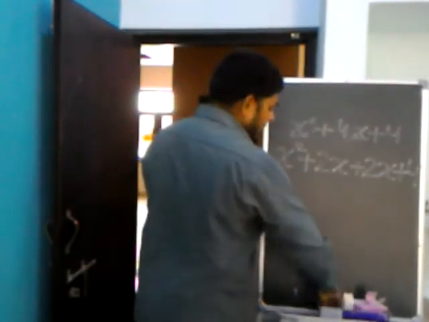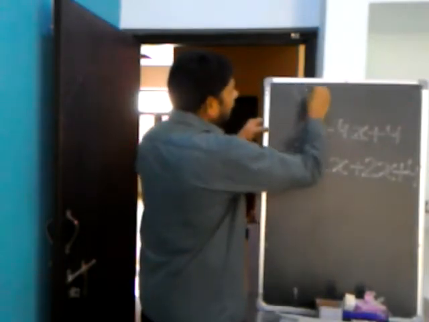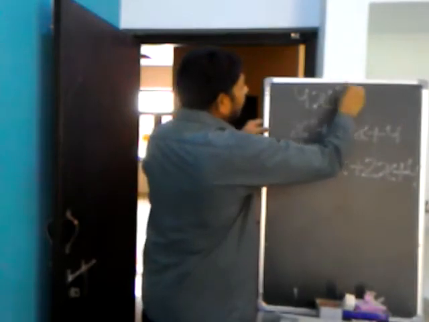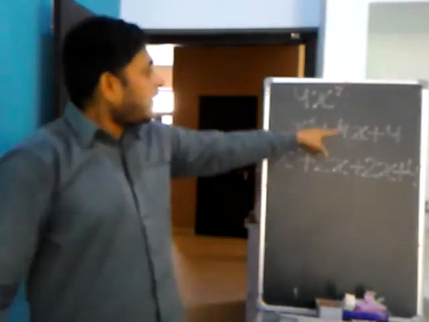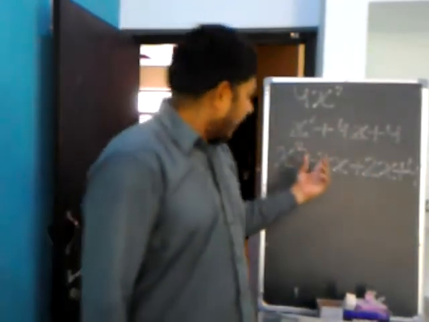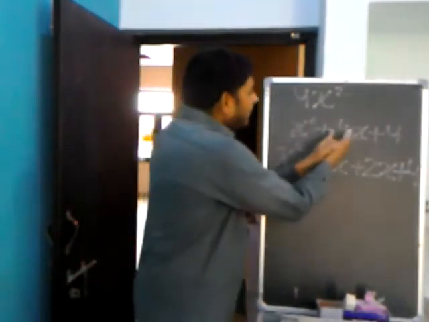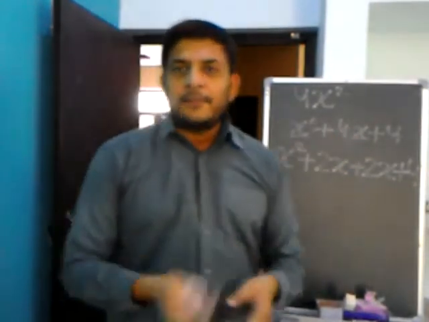Because multiplication of 4 and x square is 4x square. So if I split them into 2x and 2x, then when I add them I will get 4x, and if I multiply them, I will get 4x square.